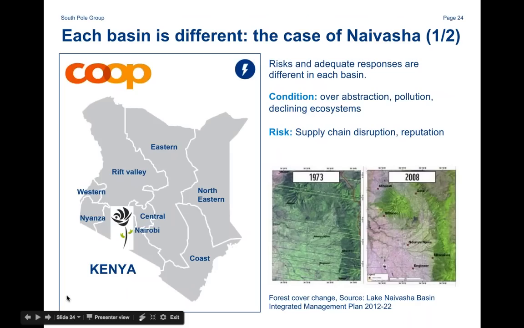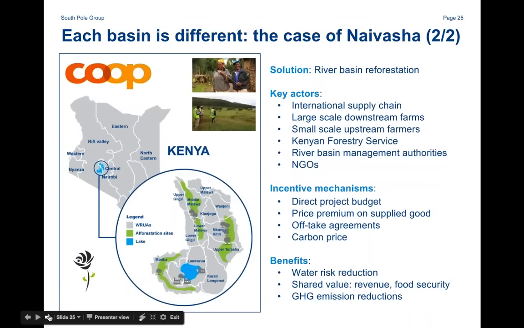And so South Pole started to analyze the key stakeholders in the catchment. We consulted the local river basin management plans, and reforestation of the watershed is seen as a major and well-working solution for the water-related conditions. And therefore, we convene the most important actors: the international supply chain, large-scale downstream farms, small-scale upstream farmers, as you can see in the picture above, the two honey cultivators, and the Kenyan Forestry Service, the River Basin Management Authorities, and the NGOs like WWF, who are already very strong in this catchment, and integrate them all in this collective action approach of reforesting this watershed.